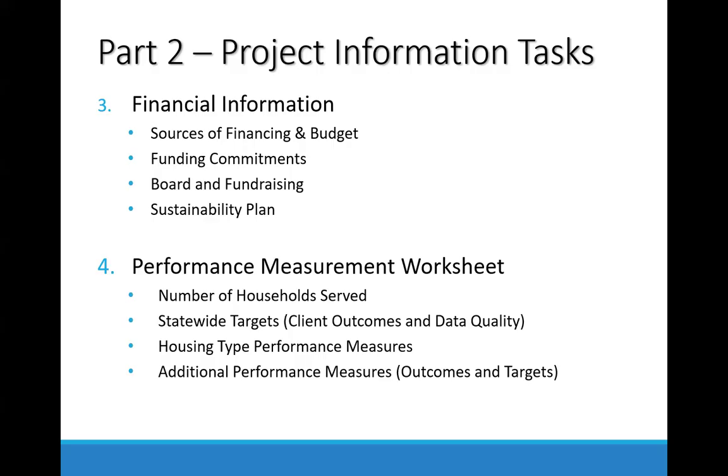Part 3 is the financial information: sources of financing and budget, funding commitments, board and fundraising, and sustainability plan. Then the performance measurement worksheet: the number of households served, statewide targets, client outcomes, and data quality, housing type performance measures, additional performance measures, outcomes, and targets.